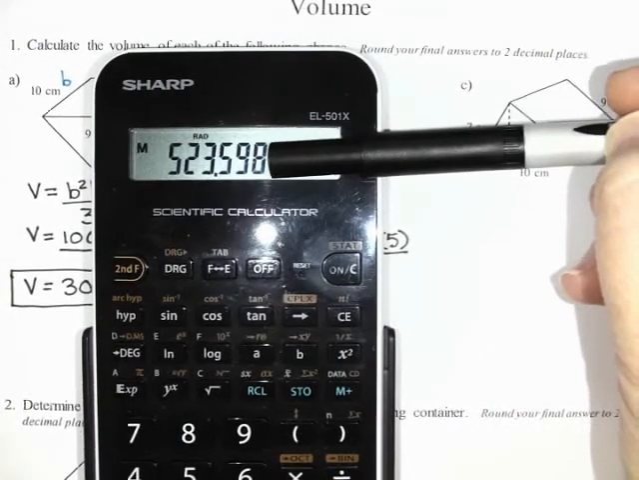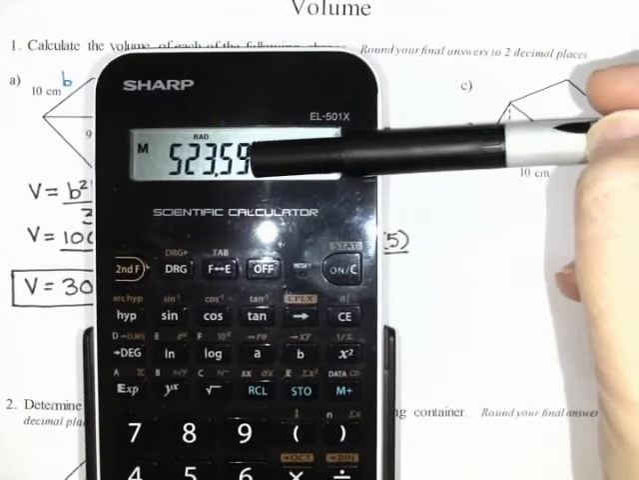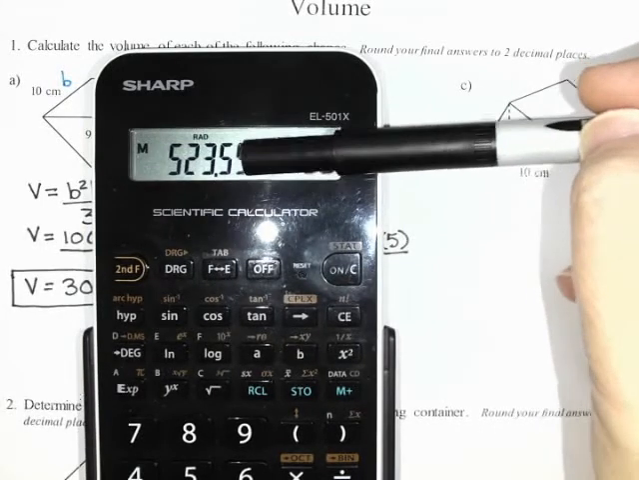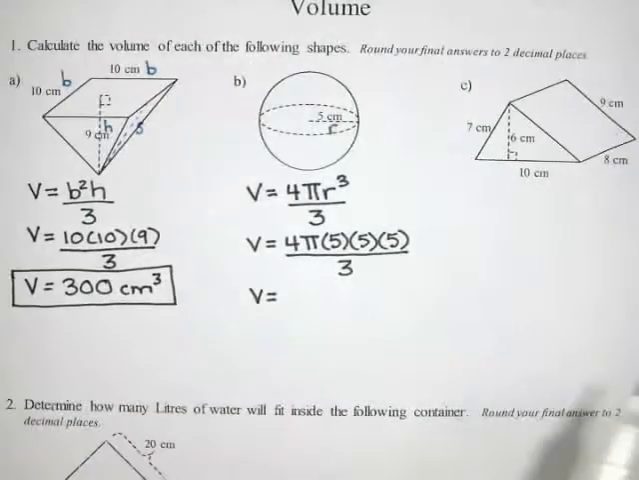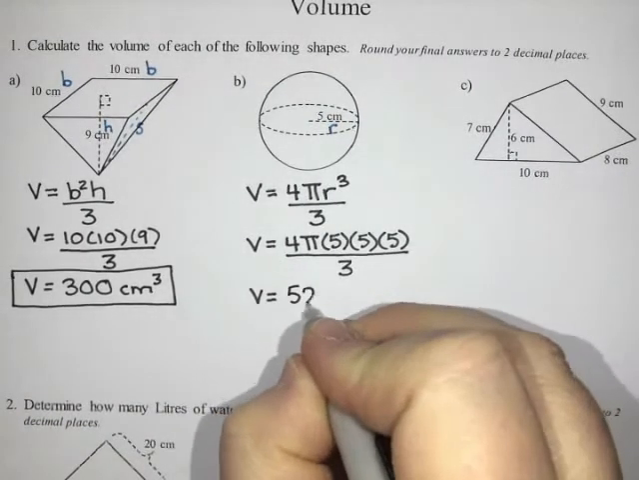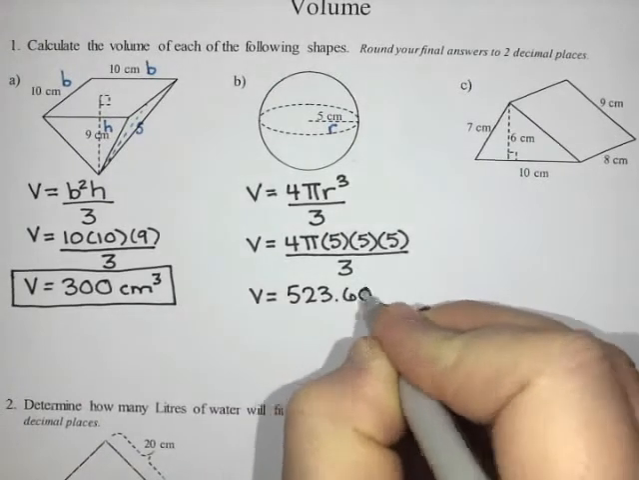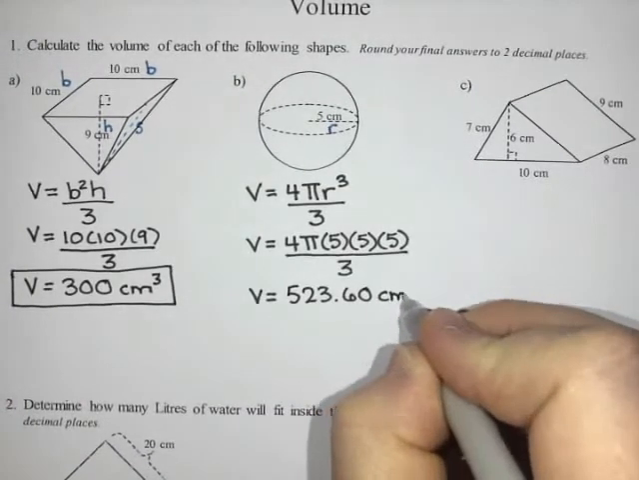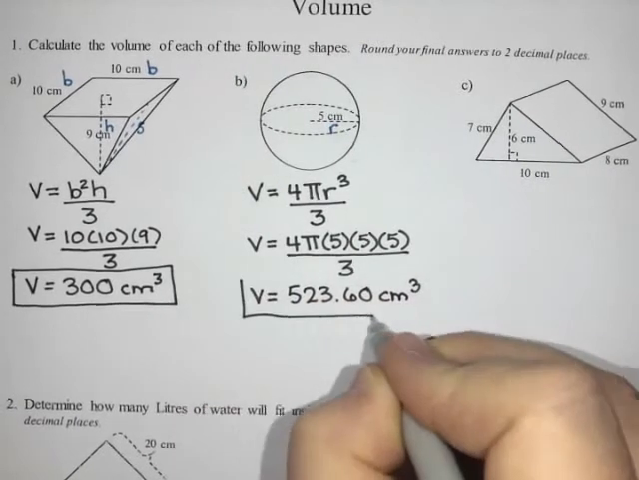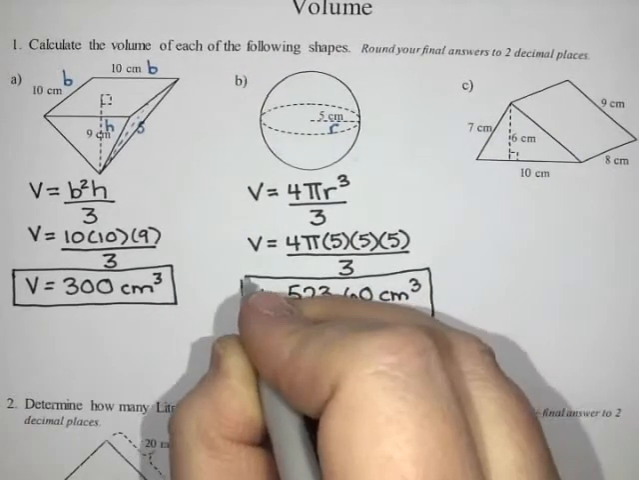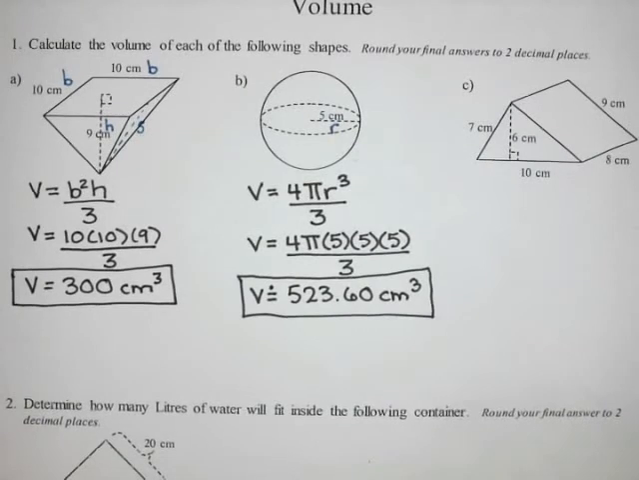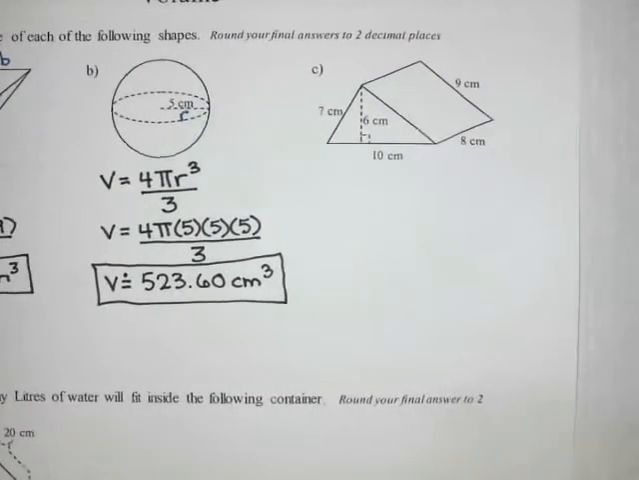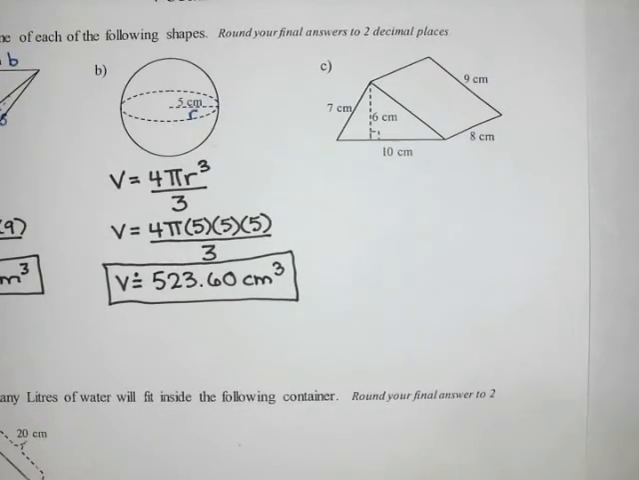I take a peek at the next number. That's an 8, which means it's going to push up the 9 to a 10. And then that 10 pushes that 5 up to a 6. So it becomes 523.60. And that is centimeters cubed. Now, because I rounded this one, I am going to put a dot over my equal sign to show that it is approximately 523.60.